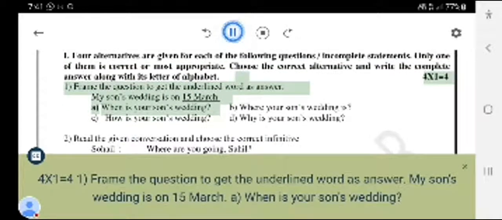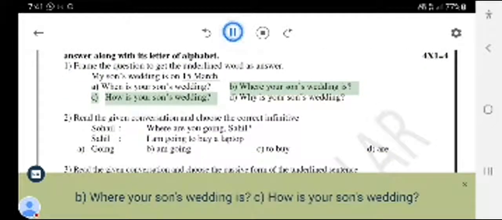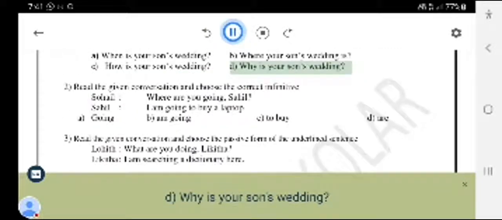4x1 = 4. 1. Frame the question to get the underlined word as answer. My son's wedding is on the 15th of March. A. When is your son's wedding? B. Where your son's wedding is. C. How is your son's wedding? D. Why is your son's wedding?